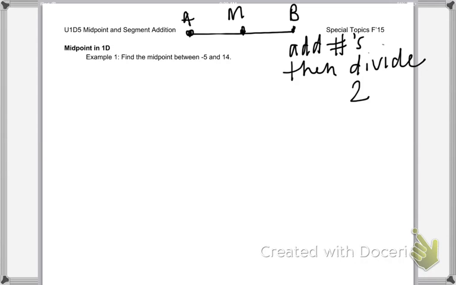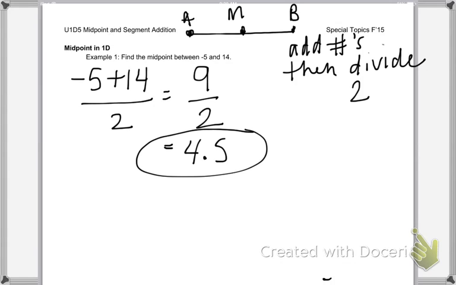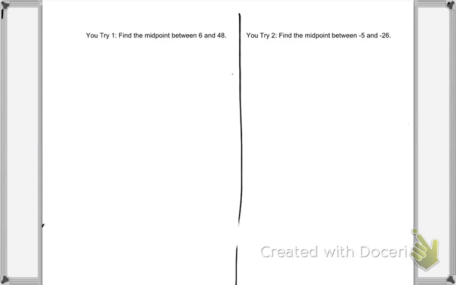So if we want to find the midpoint between -5 and 14, we are going to add -5 and 14 and then divide by 2. So -5 plus 14 is 9, divided by 2. So our midpoint, or you could say average, is 9/2, which is 4.5. Our midpoint between -5 and 14 is 4.5. Fraction or decimal, either one is perfectly fine. Okay, now you guys go ahead, pause if you need to, and take a minute and see if you can do the U-tries.